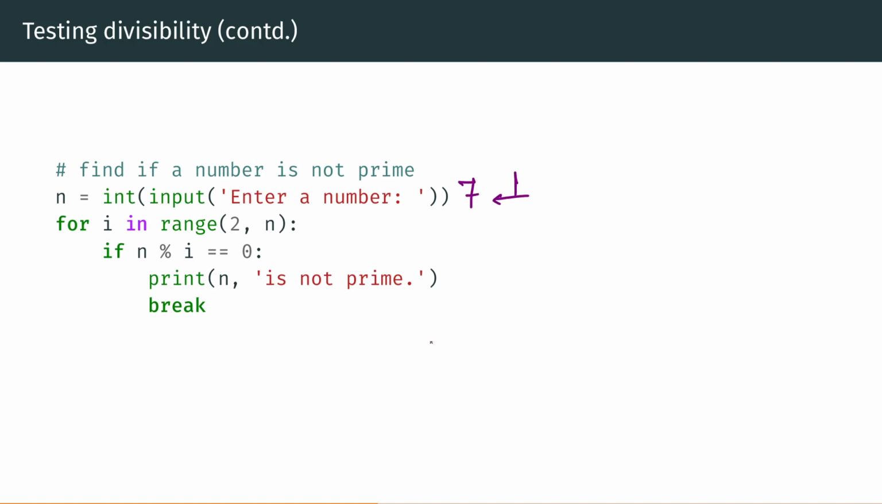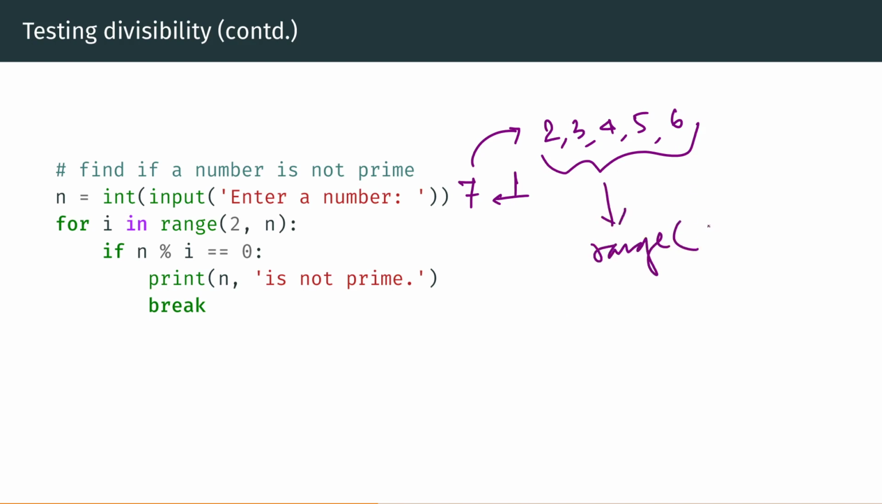And then what we do is, remember that a number is prime if it is not divisible by any number between 1 and itself, right? It will obviously be divisible by 1. So we want to check if 7 is divisible by 2, 3, 4, 5, 6. And what is this? This is essentially a range, starting from 2 and ending at, but not including, 7, right?